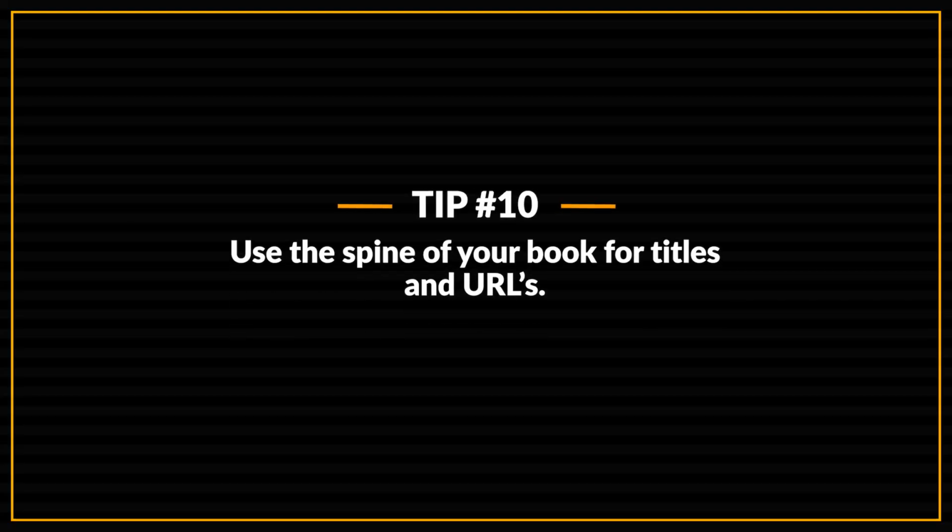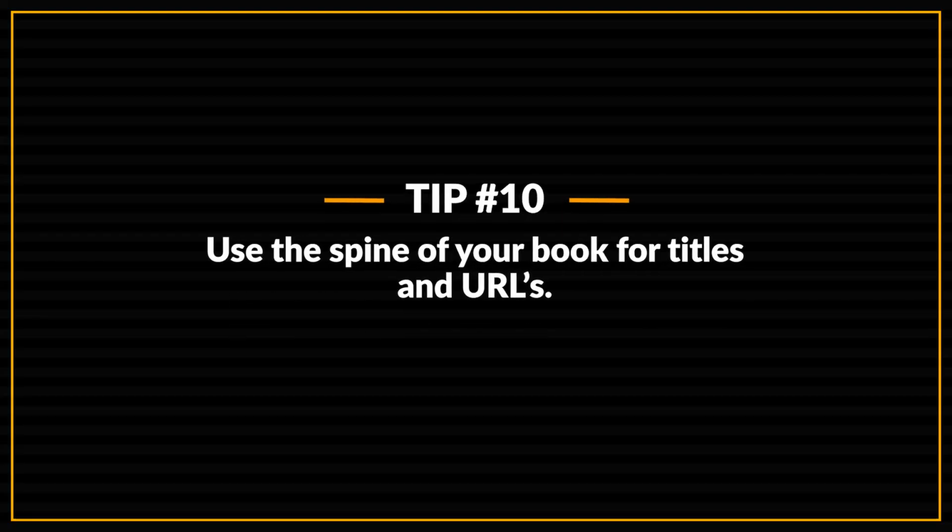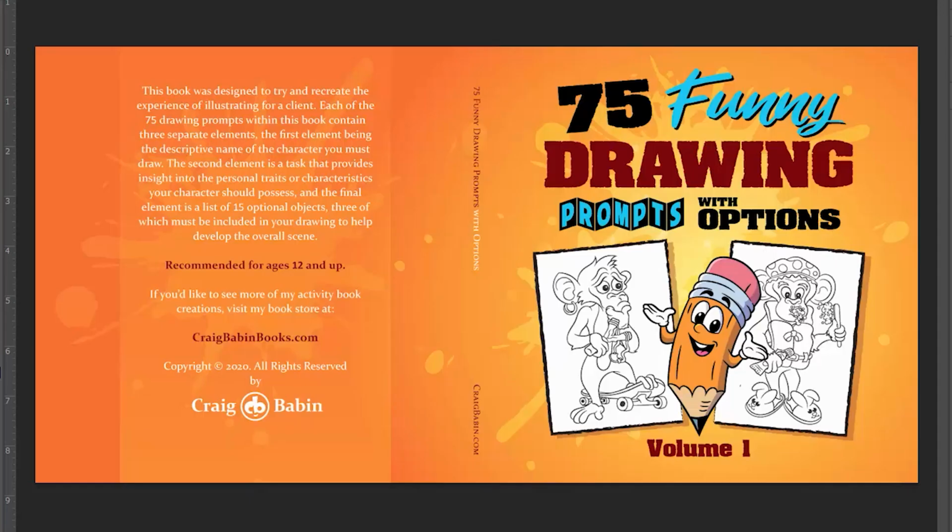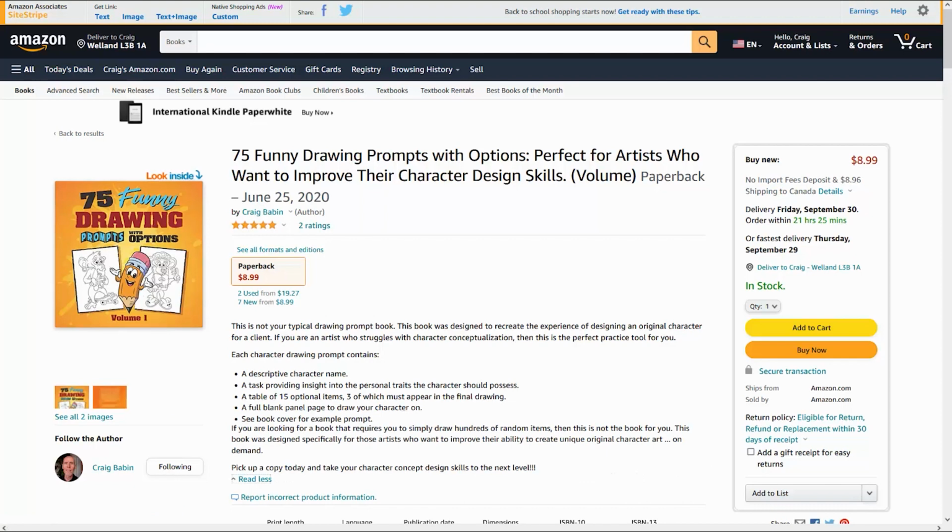Use the spine of your book for titles and URLs. Now there are 2 reasons why putting your book's title as well as your custom URL on the spine of your book are so important. And the first one has to do with the book's title. Have you ever noticed on your book's Amazon product page this little section here that shows you all of the different sellers of your book?